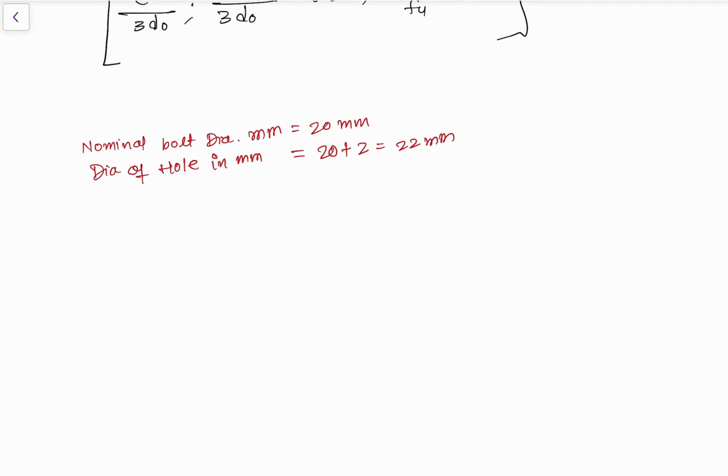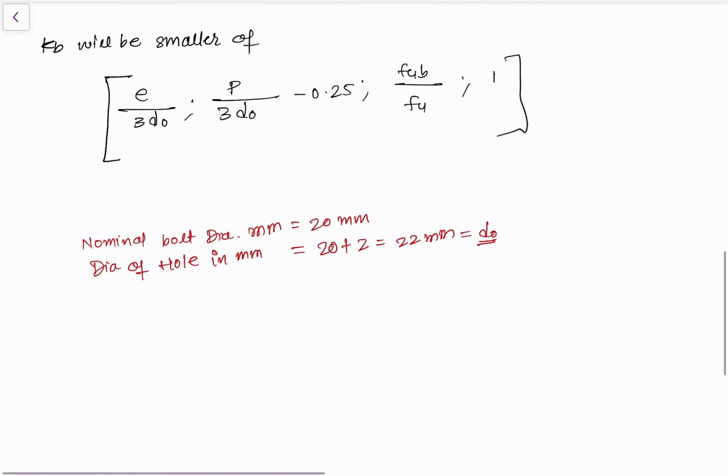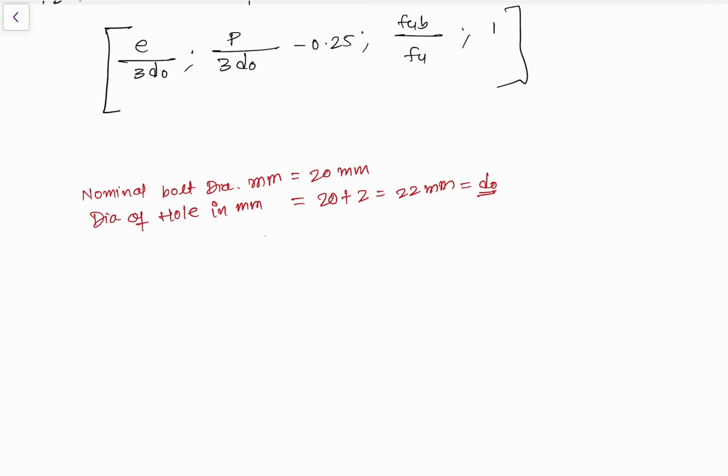This value here I am considering as DO, so this is my DO, right? Now I am considering the rolled edge E and pitch distance. E is the edge distance and P is the pitch distance. In this numerical, I am considering E equals 33 mm, I'll explain after some time how to calculate this, and P equals 50 mm.